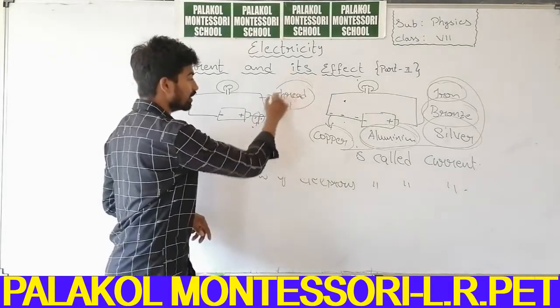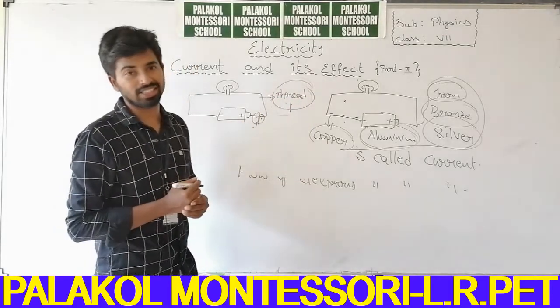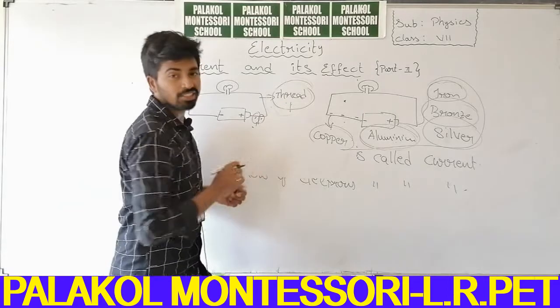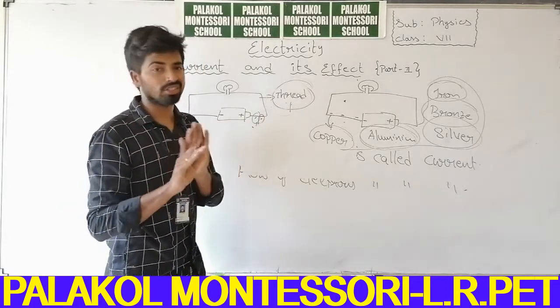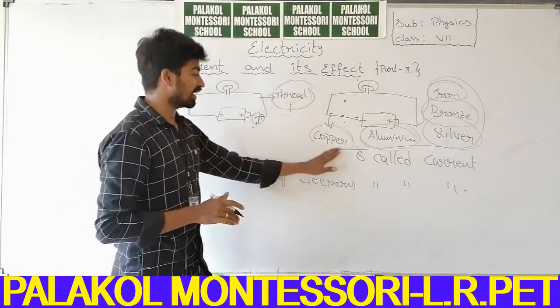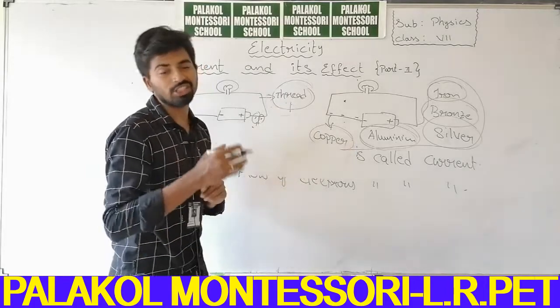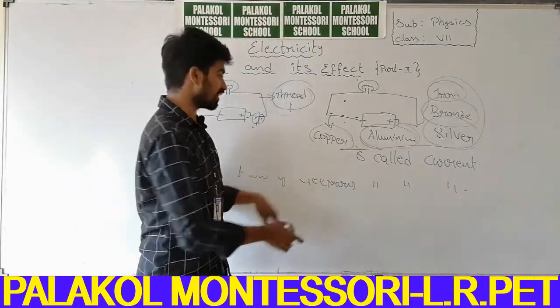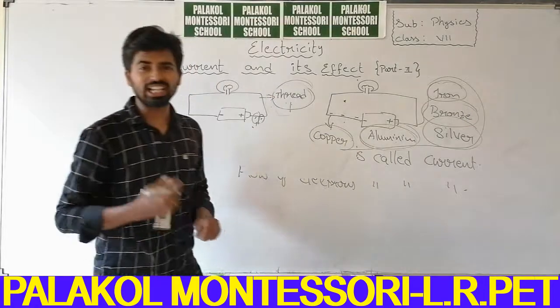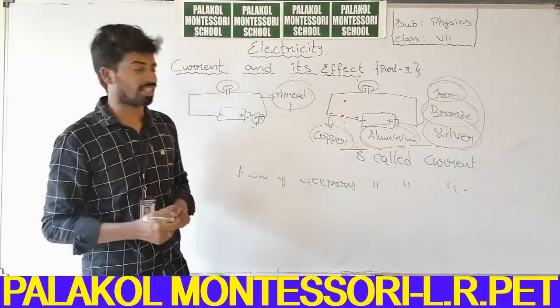Substances which don't allow the current are called insulators. So why do insulators not allow current? Electrons will not move in insulators. In conductors, electrons will move freely. In conductors like copper, aluminum, silver, electrons can freely move from one place to another.